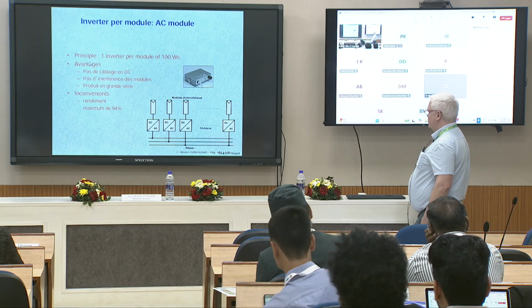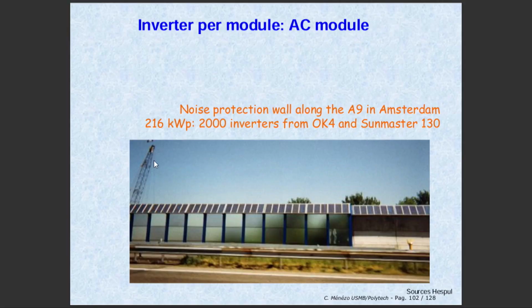So you have here an example in Amsterdam, in Holland. So it's a long motorway. It's to protect from the noise. So it's a wall, a PV wall, and a noise wall. So for a power of 216 kilowatt peak, you have 2,000 inverters. Okay. So it's a huge difference.